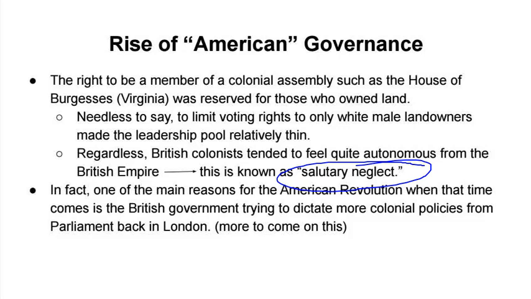One of the main reasons the American Revolution comes to be is when the British government tries to dictate more to the American colonies while not allowing them a representative in the parliament that was making the decisions. There will be much more to come on this as we see the American Revolution developing.